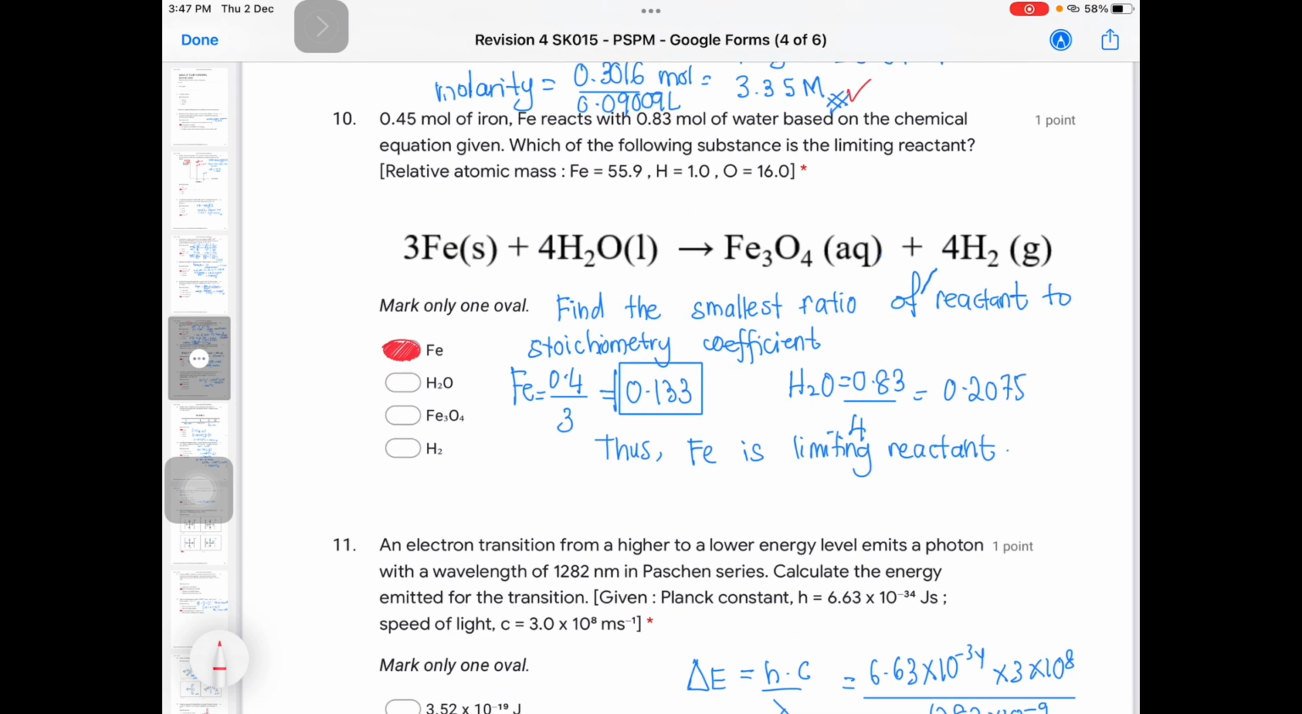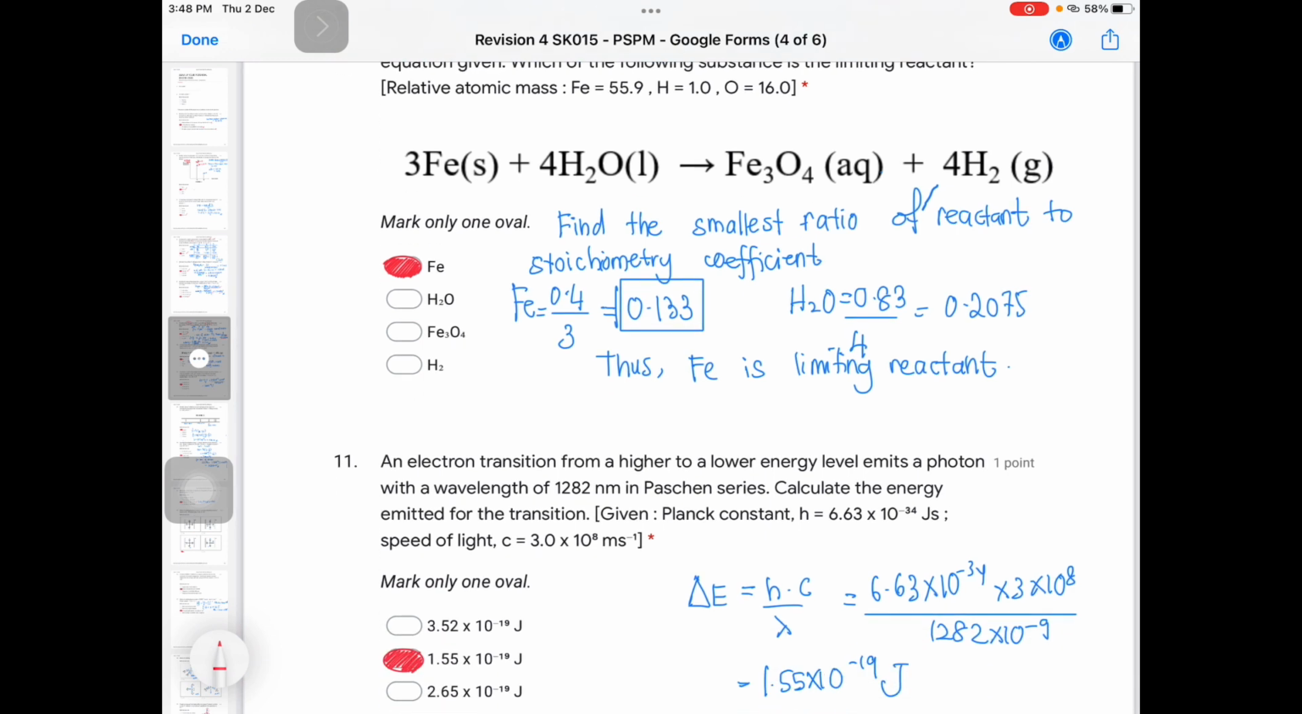Okay, question number 7. 0.45 mol of iron, Fe, react with 0.83 mol of water based on the chemical equation given. Which of the following substance is the limiting reactant? Jadi untuk tentukan limiting reactant, kita gunakan kaedah yang cepat, iaitu kita cari the smallest ratio, reactant kepada stoichiometric coefficient, iaitu 0.45 over 3, kita dapat 0.15, dan 0.83 over 4, so sama dengan 0.2075. Jadi yang paling kecil adalah ratio Fe. Jadi Fe is limiting reactant.